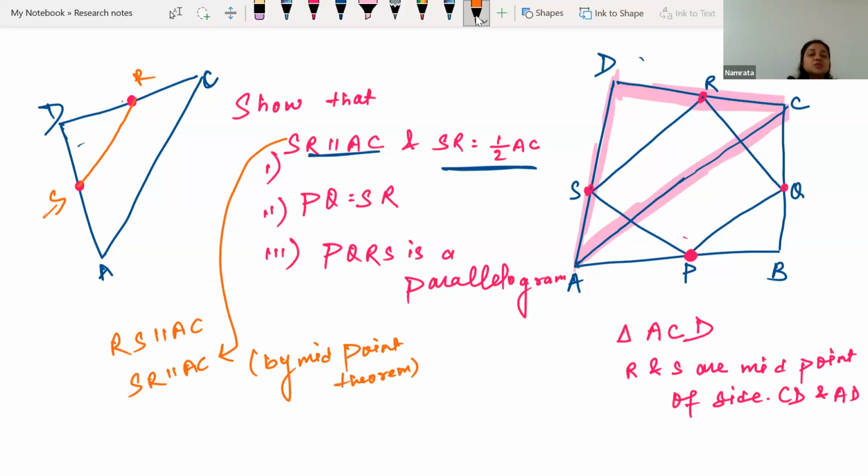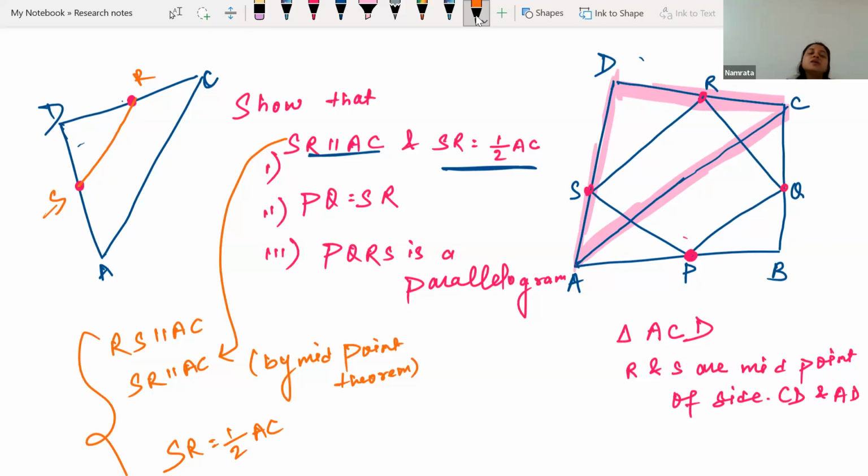First thing first, you need to write that in triangle ADC, R and S are the midpoints. Therefore, RS will be parallel to AC by the midpoint theorem. Nothing else. And also, SR will be equal to half the length of AC. We are done with the first part. We don't have to do anything else. We just needed to write that we identified the triangle, we can see the midpoints are given. Hence, by the midpoint theorem, first part done.